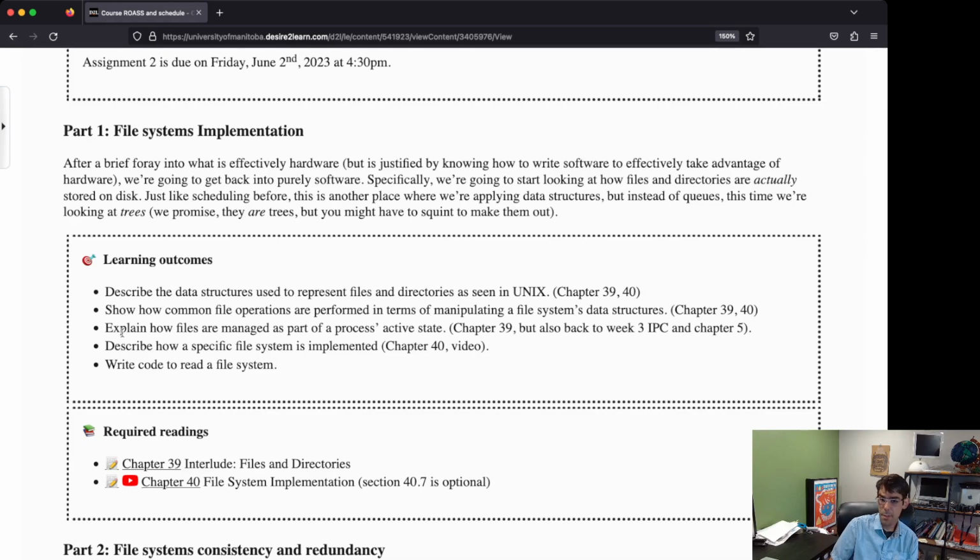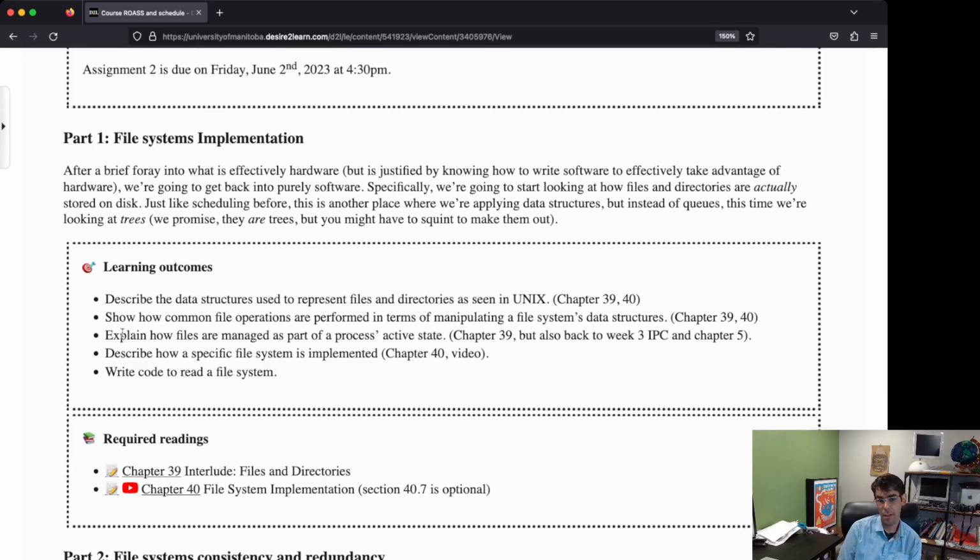Again, this is going to be something that you could expect to see on a final exam. This is not part of the assignment or the lab. Describe how a specific file system is implemented. At this point, you've seen two different file systems. exFAT, this was done entirely in class, and VSFS, this was done both in class and in chapter 40 and in the video. And there's a lot of overlap between the material that we had in class and what's in chapter 40 and what's in the video.